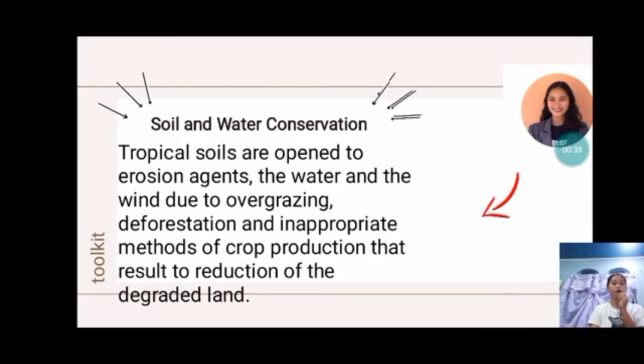So now let's talk about soil and water conservation. Tropical soils are open to erosion agents, the water and wind, due to overgrazing, deforestation, and inappropriate methods of crop production that result in the reduction of degraded land. Controlling runoff and thus preventing soil erosion, reducing soil compaction, and maintaining or improving soil fertility are the most common reasons for using soil and water conservation measures. So that's all about soil and water conservation.